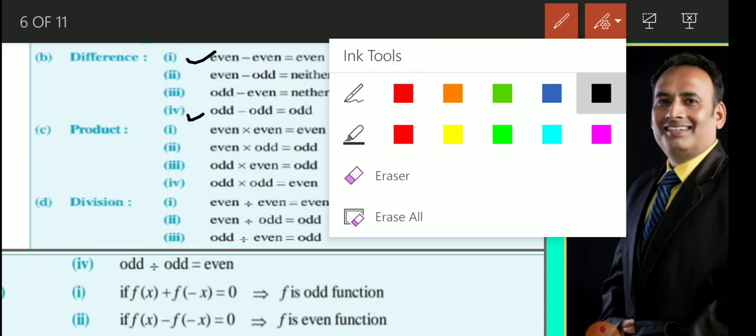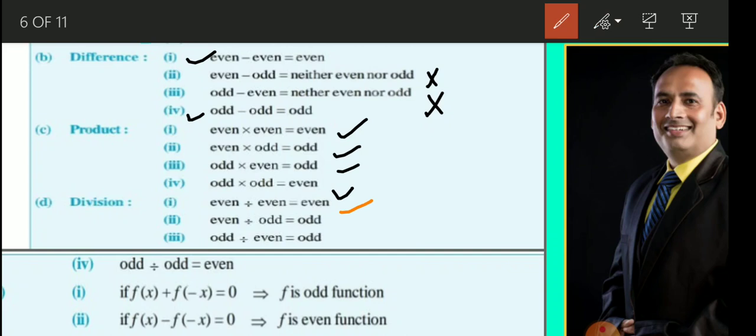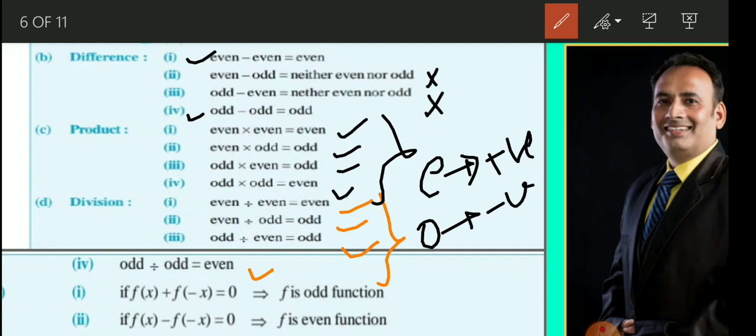Even divided by even, the result is even. Even divided by odd, the result is odd. Odd divided by even, the result is odd. And similarly, odd divided by odd is even. To remember this for product and division, consider even as positive and odd as negative. The product of positive and negative, contrary signs, gives a negative result, and the same sign gives a positive result. So even into even is the same sign, which gives a positive result, so even. Contrary signs give negative. In division also the same thing.